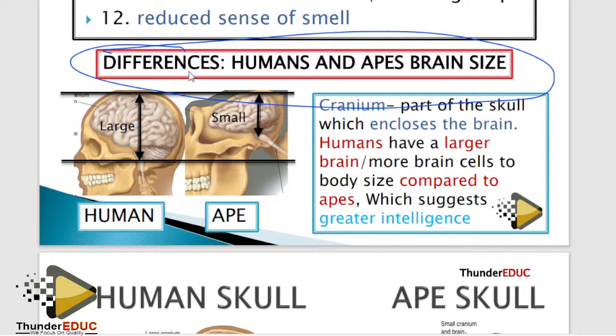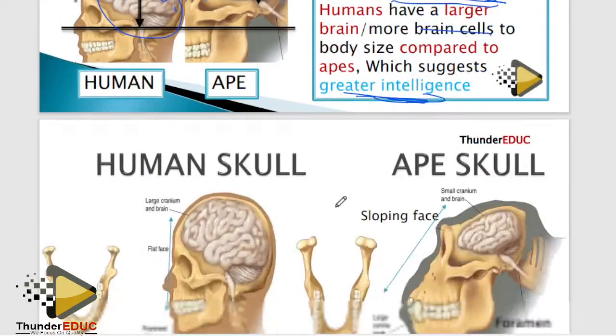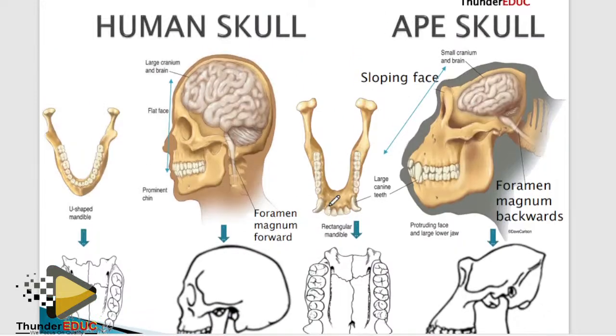How does the cranium lead to intelligence? We say that a large cranium means a large number of brain cells, which means higher intelligence. If you have a large cranium, it encloses a large number of brain cells, and more brain cells suggest a higher intelligence. So large cranium, more brain cells, large intelligence.